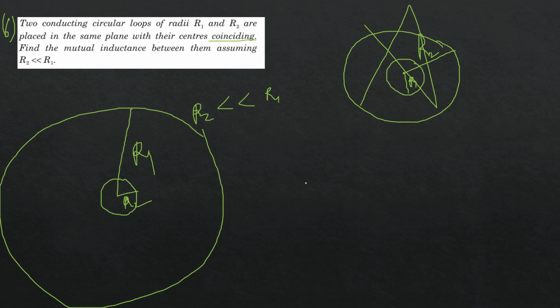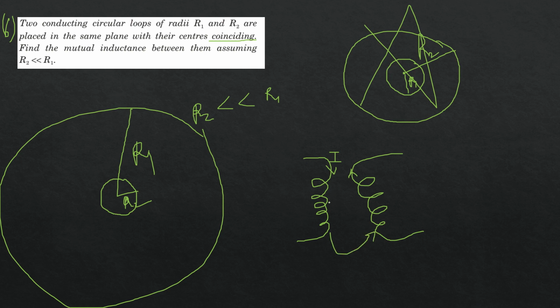What do you mean by mutual inductance? Mutual inductance means simply, for example, this is an inductor coil. This is another coil. If current passes through one coil, what will happen? There will be magnetic flux change within the other coil because of this current. So due to the magnetic flux change in the other coil, there will be current or induced EMF in the other coil. That is mutual inductance. Mutual means one is giving rise to the other.